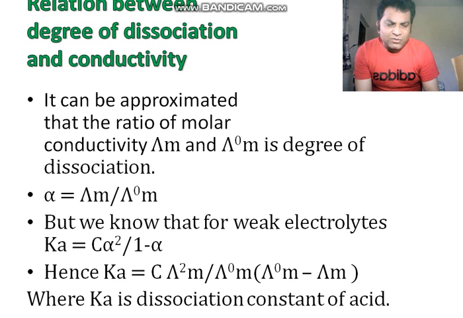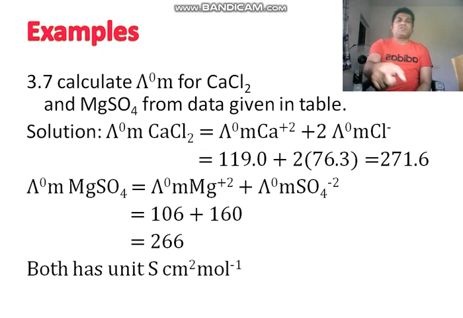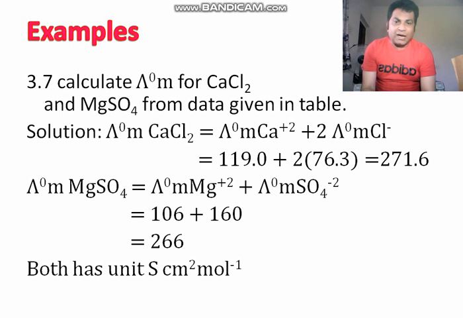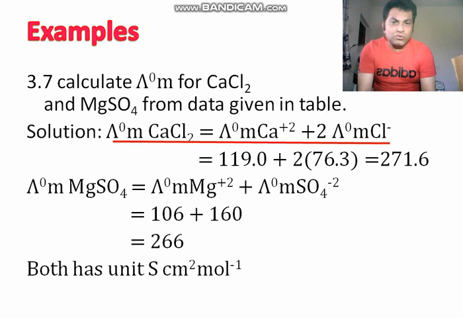Now we are going to talk about the question. Example 1, that is your textual example 3.7: calculate the lambda degree m for CaCl2 and MgSO4 from the data given in the table. So first we will put the value, okay, how the value is taken out. I have taken out this value, lambda degree m of CaCl2, so Ca plus 2 times Cl minus ion.